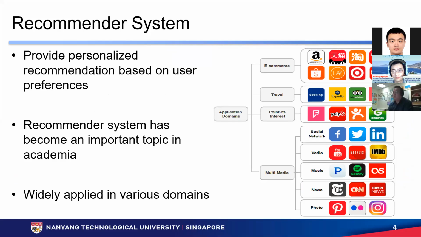And this problem can be solved by recommender systems, because recommender systems can model users, their preferences, their interests, and then provide personalized recommendations based on these user models and user profiles. That's why recommender systems have become a very popular topic in academia, as well as in industry. It is widely applied in various application domains like e-commerce, which is the domain where recommender systems have been most popularly applied, and also the travel business, point of interest, and also social networks, and many other multimedia websites.